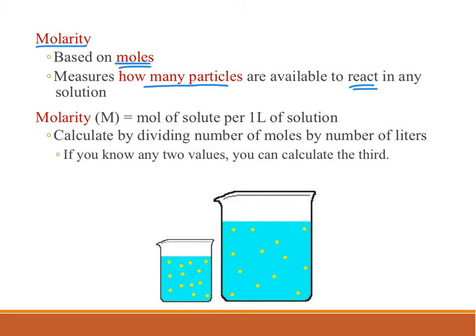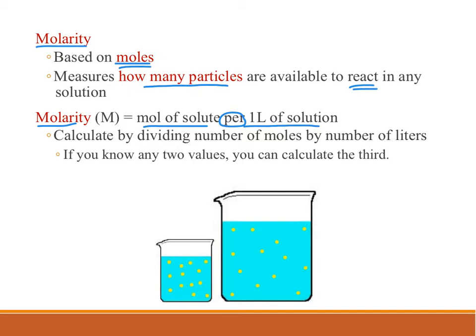So to calculate molarity, you take your moles of your solute and divide it by your liters of solution. Per, remember, is just another word that means divided by. If you know any two values out of this, if you know the molarity and the moles, you can figure out how many liters you need. If you know the molarity and the liters, you figure out how many moles of solute are in there. So every time you know two values, you can figure out the third.